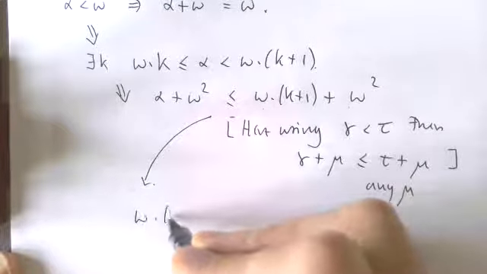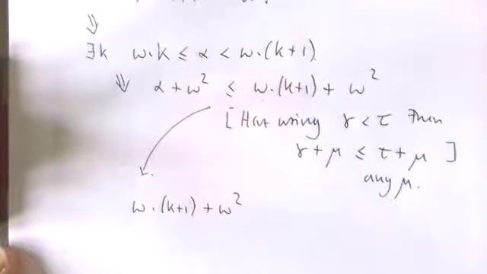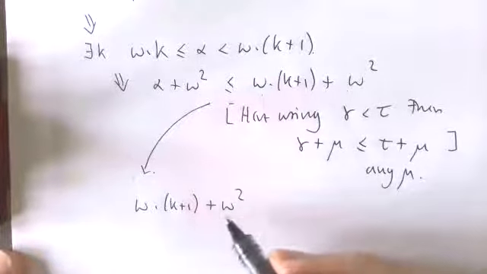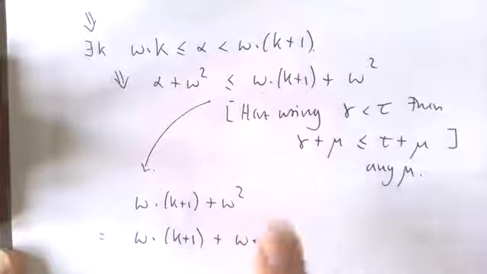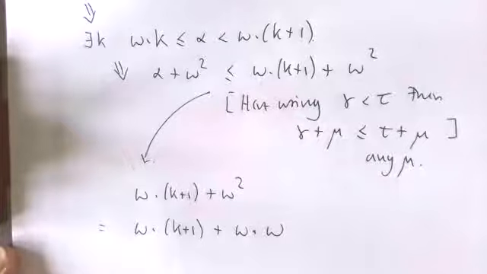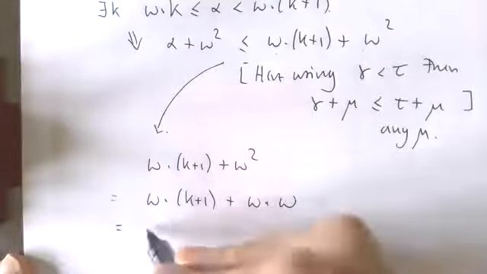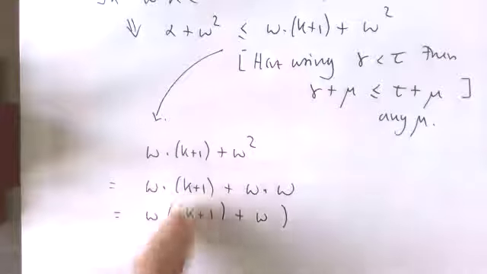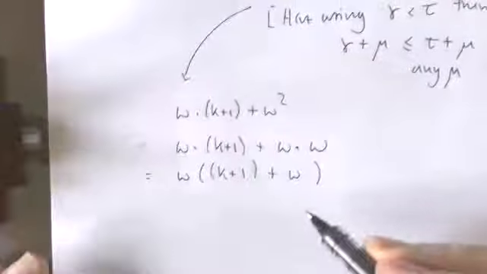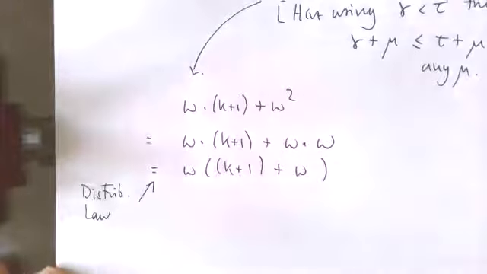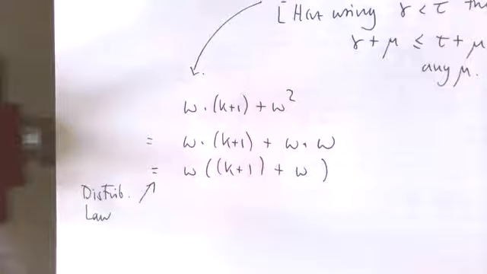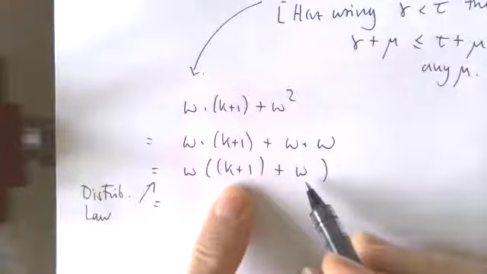But going from here, again, let me write it out once more. I can think of omega squared as this here. Now I use the distributive law. I think of that as omega lots of k plus 1 plus omega. I'm using the distributive law there. But now k plus 1 plus omega is omega.